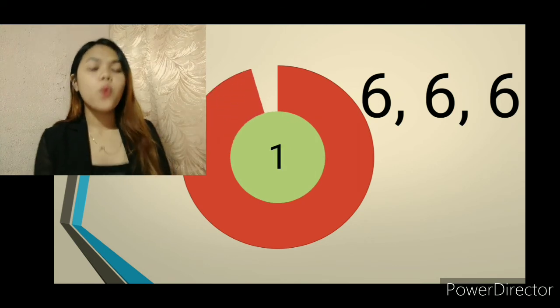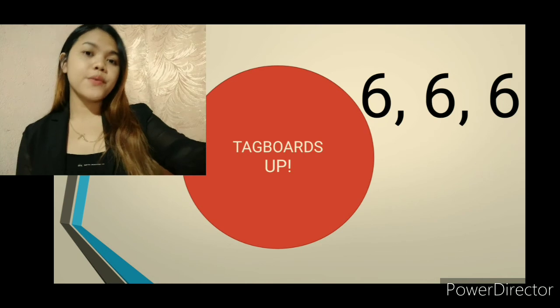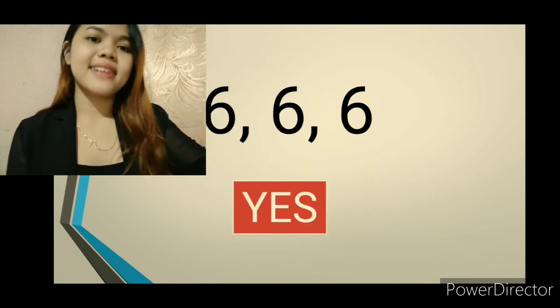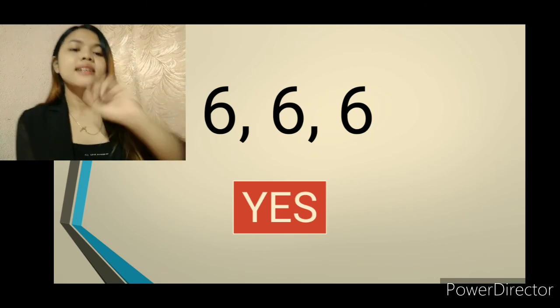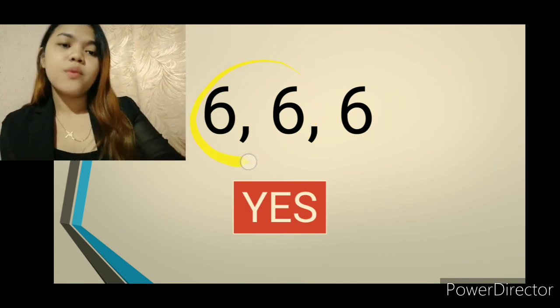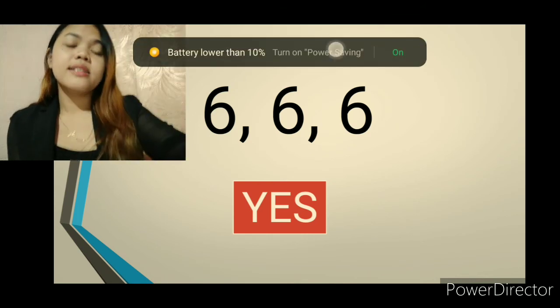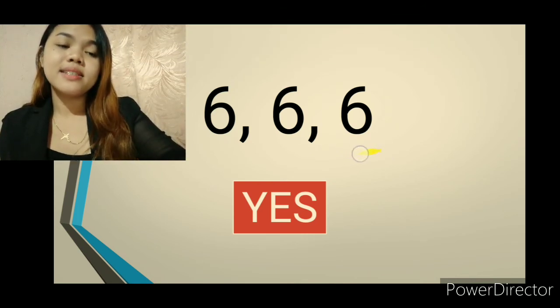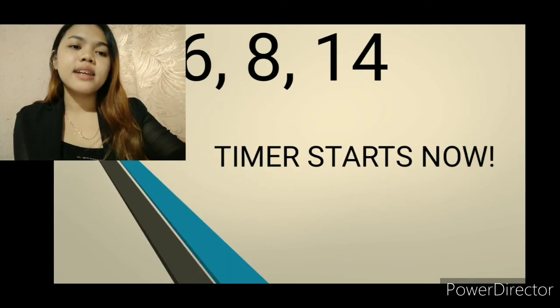Timer's up. Tag words up. Okay, the correct answer is yes. So this is a triangle because when you add the two shorter sides, it equals 12, and 12 is greater than 6, which is the third side. Okay, and last one. Timer starts now.